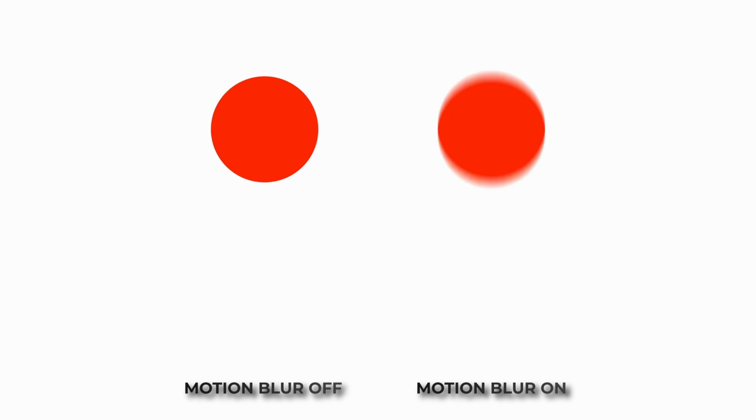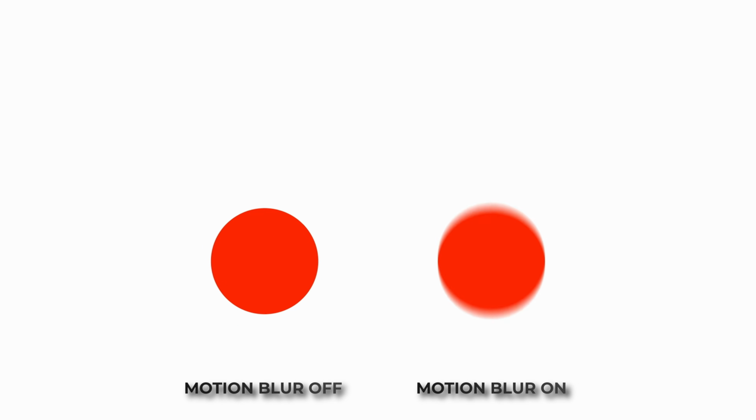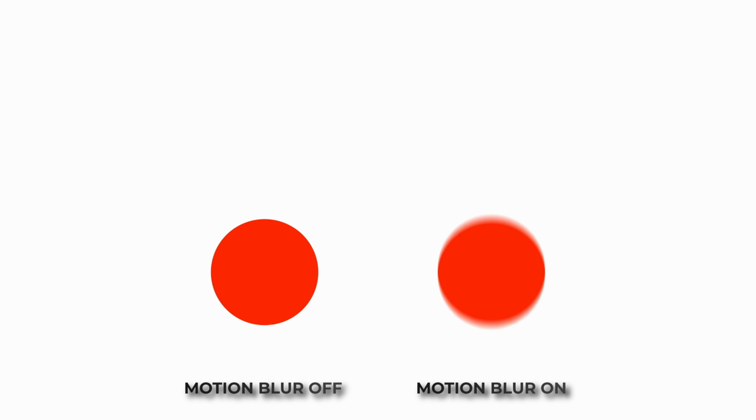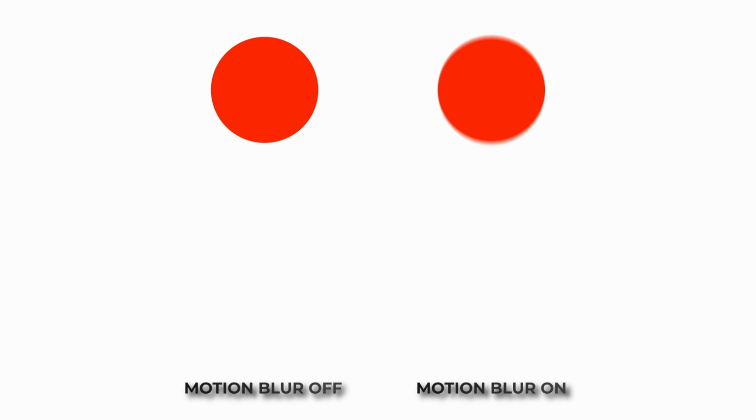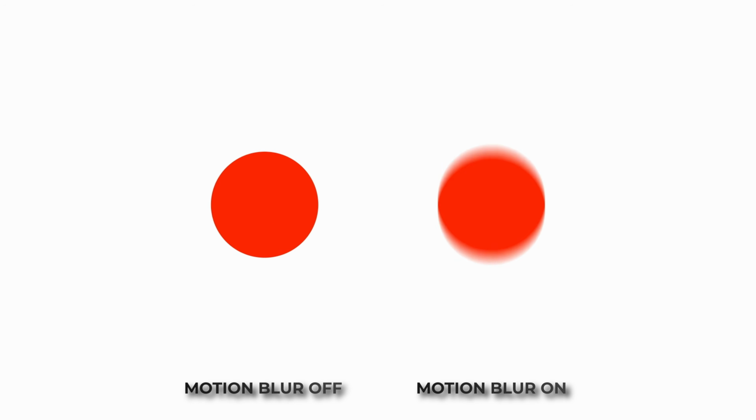Here is another side-by-side comparison of two circles that I've set a loop ping pong animation on, so you can really see the difference between motion blur and no motion blur. It's easy to see like that with continuous movement. And that's pretty much it.